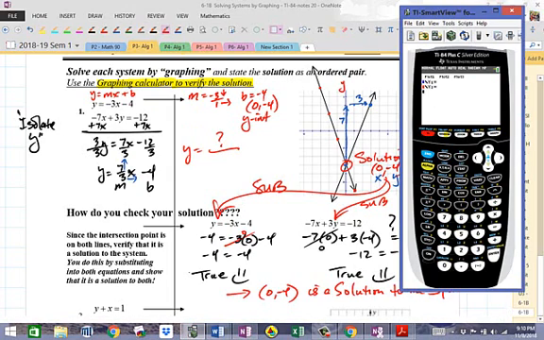So here we go. Hit the y equals button. That's what's called your equation editor. They call it that because that's where you edit your equations or functions in the system. Now the first one is negative 3x minus 4.